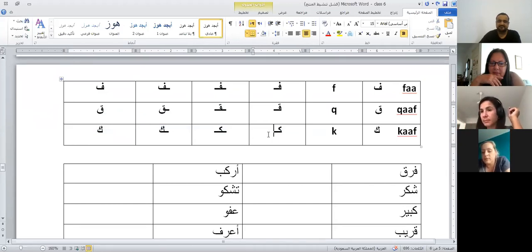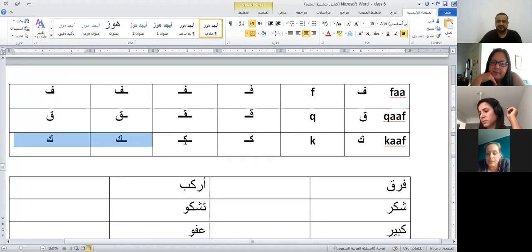This is the kaf. Again, it has two shapes. When it's in the initial, these two look the same, but at the end, no, it looks like this. It loses the stick above. Looks nothing like itself, doesn't it? Yes, look at it. It's different.